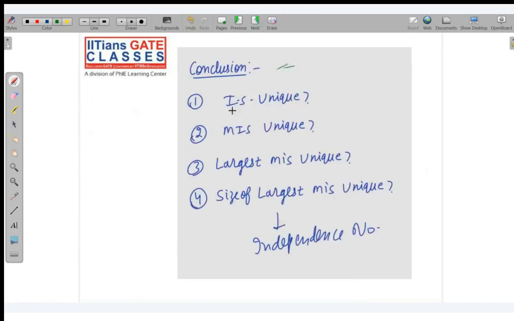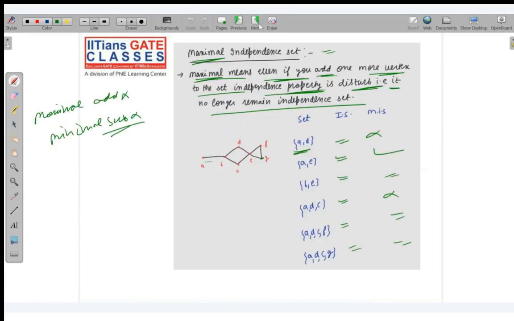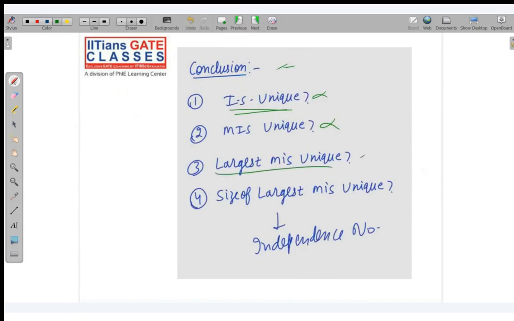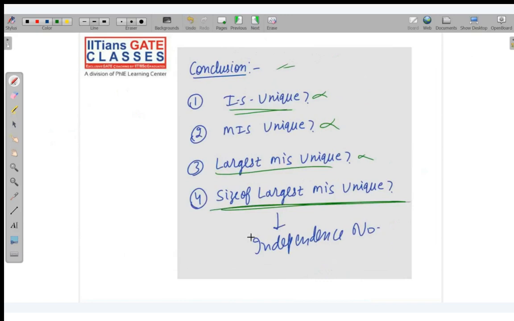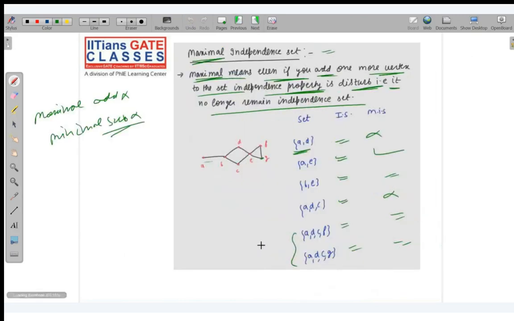So next is the conclusion. Finally, is an independent set unique? No, I have told you many independent sets are there. Is the maximal independent set unique? No, many maximal independent sets were there. Is the largest maximal independent set unique? No, see, there are two largest maximal independent sets here, so it is not unique. But the size of the largest maximal independent set is unique for sure, and that is nothing but your independence number. It is 4 here. So for this graph, the independence number is 4.